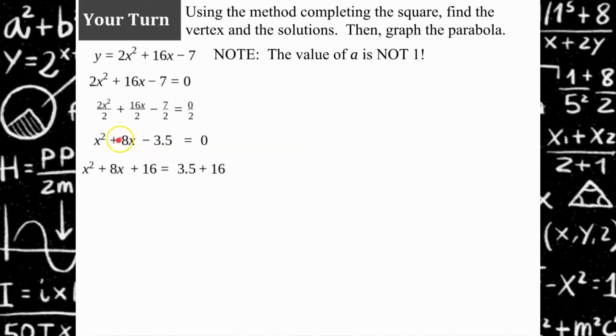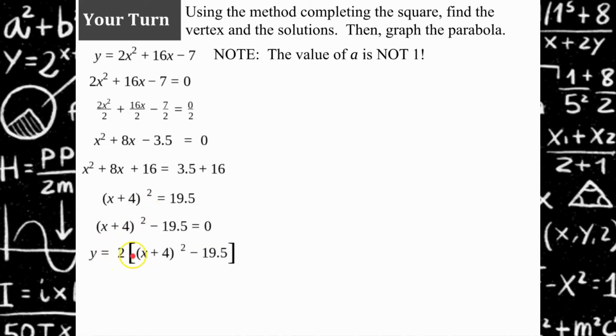So half of, over here I've gone already and added the 3.5 to both sides and found half of 8, which is 4, squared is 16, and added 16 to both sides. Write it as your perfect square trinomial. Combine like terms. Subtract 19.5 from both sides.